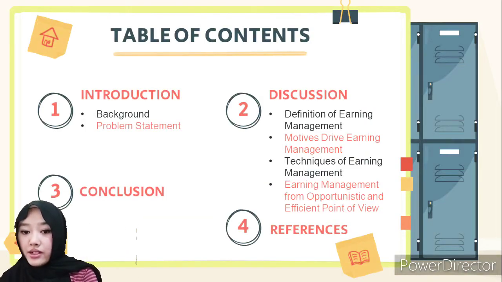Okay, this is the table of contents of the paper. Chapter 1 is the introduction, which consists of the background and the problem statement. The second one is the discussion, which consists of the definition of earning management, the motives that drive earning management, the techniques of earning management, and the fourth one is earning management from the opportunistic and efficient point of view. The third one is the conclusion, and the last one is the references of the paper.